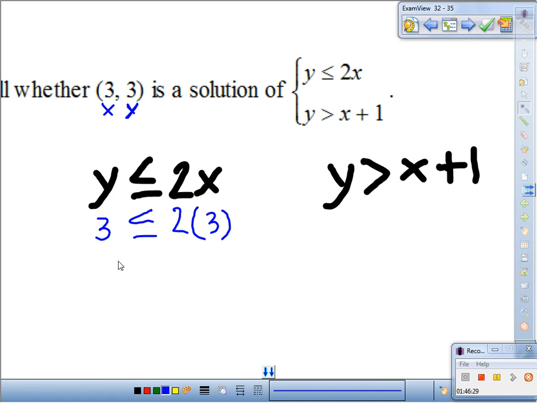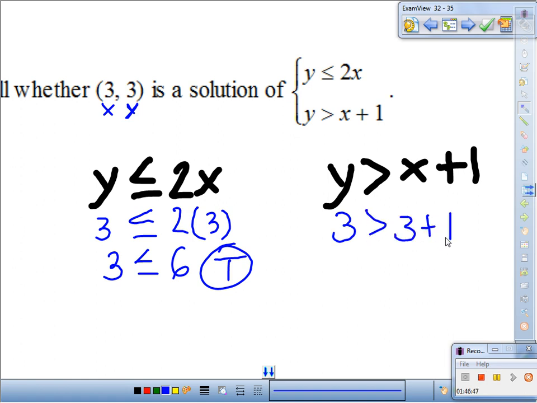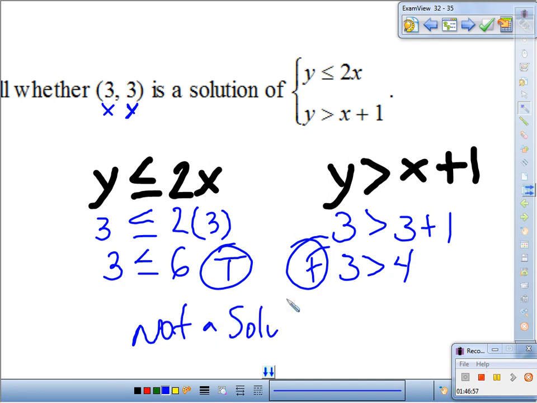So let's see. 3 is less than or equal to 6. Let's see if it's true. Is 3 less than 6? Yeah, so this one is true. But remember, for the system, both of them need to be true, right? Let's see. This one, 3 greater than 3 plus 1. 3 is greater than 4. Is that true? No. False. What does that mean? That this is not a solution.